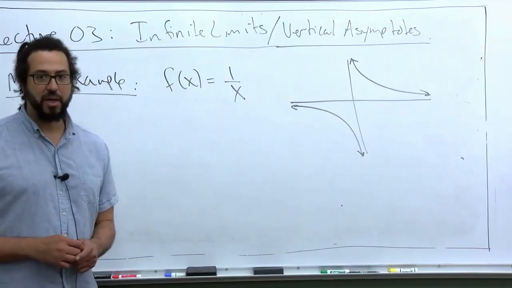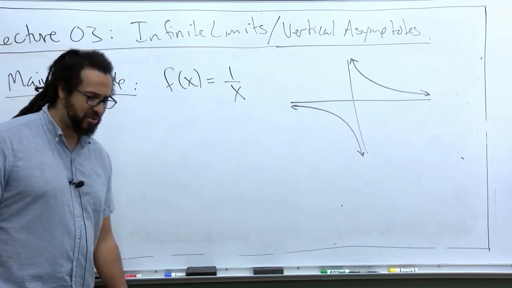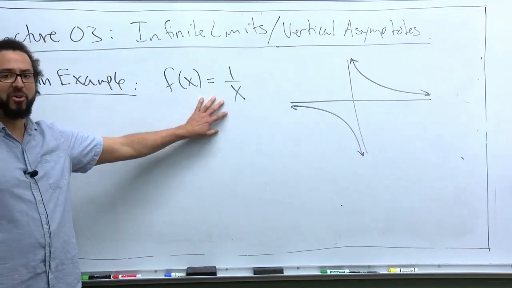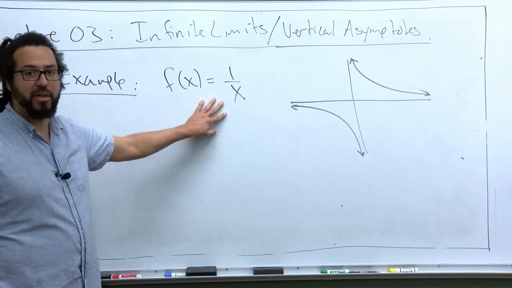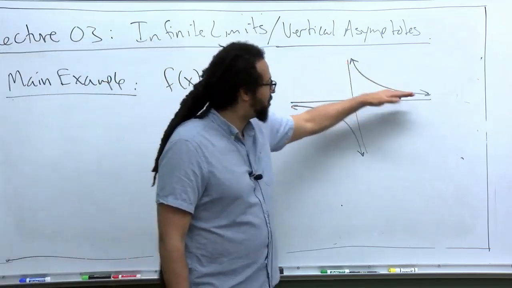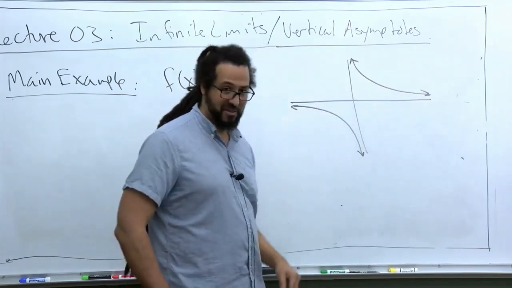Now we want to look at this notion of infinite limits and vertical asymptotes. And our first example is really the prototypical one. It's the basic hyperbola from your library of functions. So this has just got two branches, right? Here's the first branch, here's the second one.